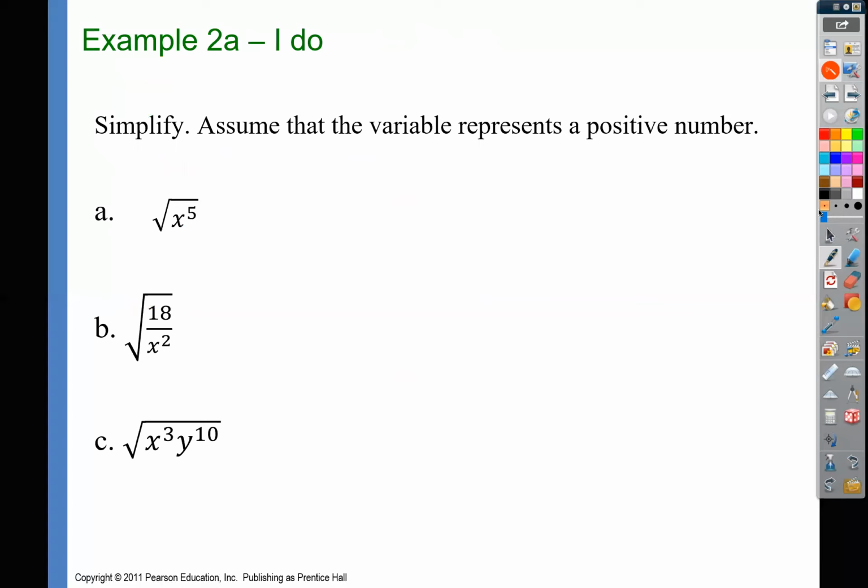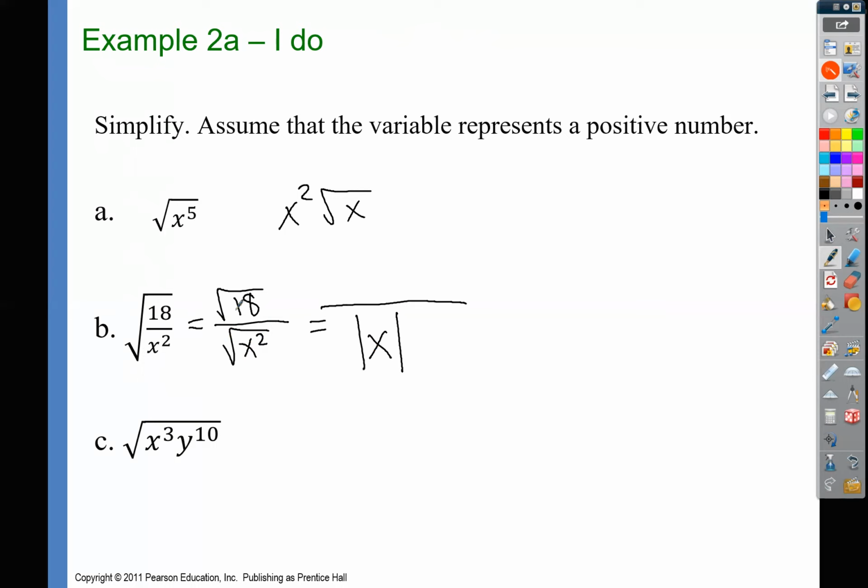All right, number 2. Now we're going to do more with variables. Okay, 2 can go into 5 how many times? 2 with 1 left over. So you would write it like that. Okay, so I'm going to break 18, the square root of 18 over the square root of x squared. So you can't leave radicals in the bottom at all. We'll get to that more in a little bit, but how many times can 2 go into 2? 1. And I'm going to put the absolute value, and then I'll show you why in a second.